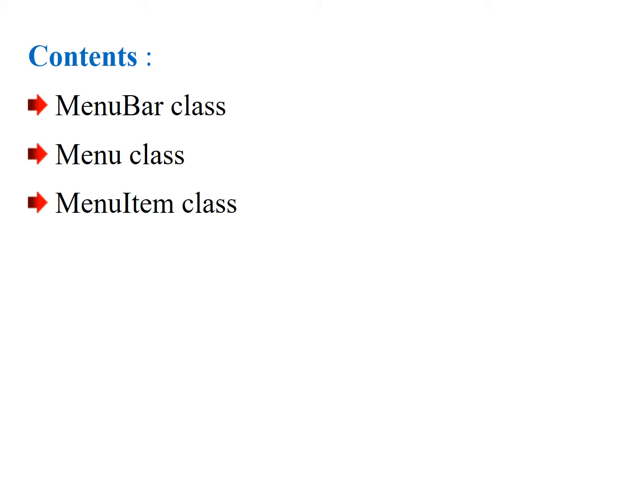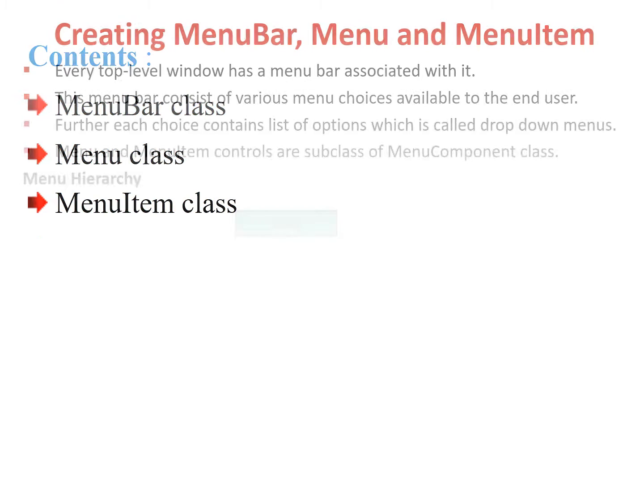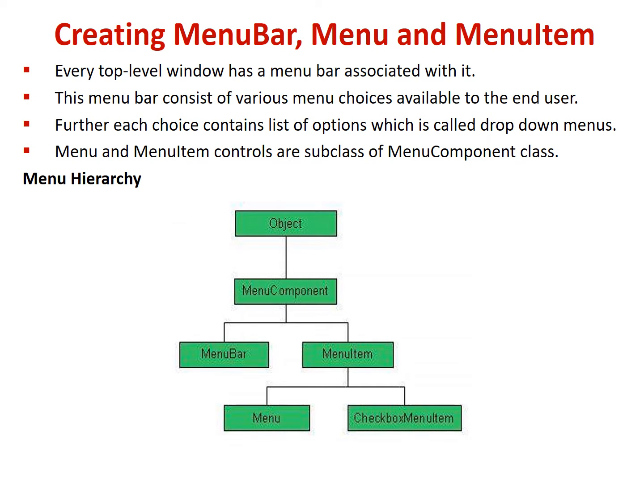In this presentation, we will see three classes, that is the menu bar class, menu class and menu atom class. Every top level window has a menu bar associated with it. This menu bar consists of various menu choices available to the end user. Further, each choice contains a list of options which is called drop-down menus.